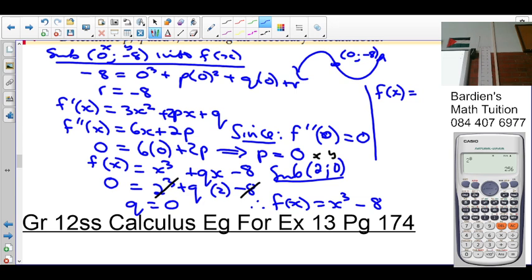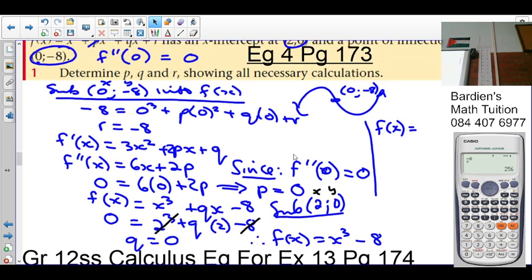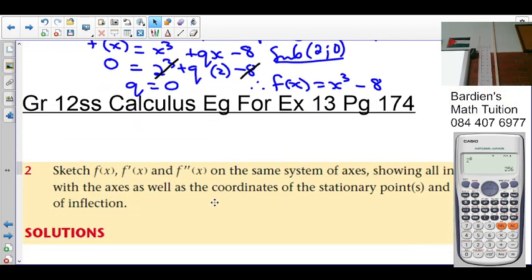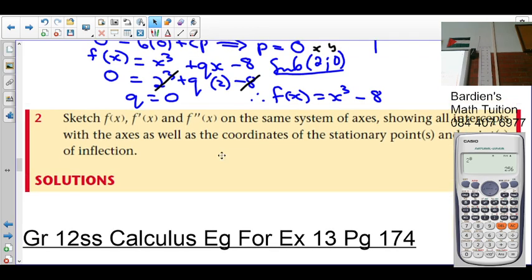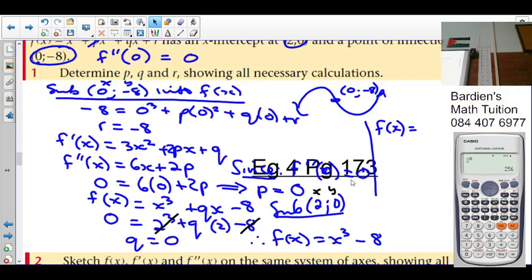Okay, is there any confusion there? I'm sure there are other ways it could be calculated. Let's go to the second part of the question. It says sketch. So now let me just pull this down here quickly.